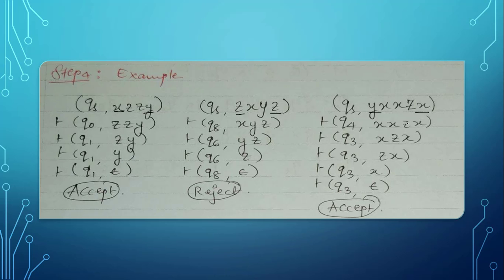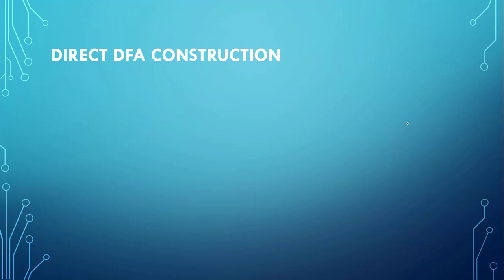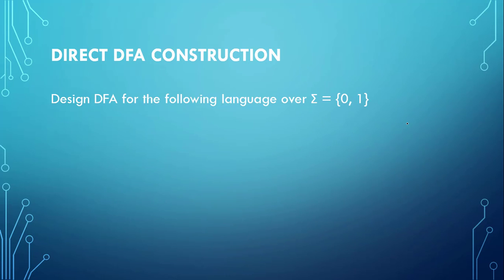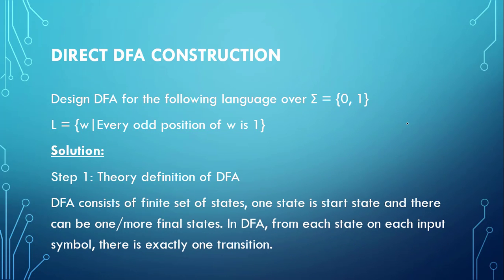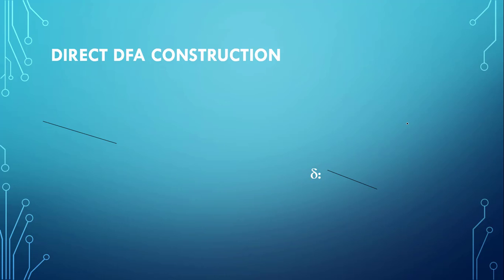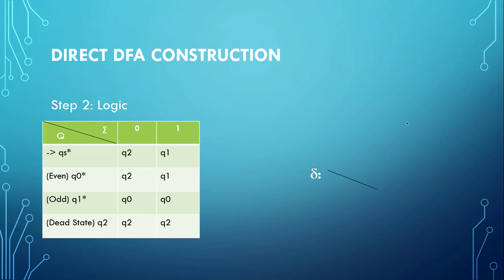Now there are some other ways of asking direct DFA construction questions, that is, design a DFA for the following language over the input 0, 1 such that L is equal to W, where every odd position of W is 1. Now in this, step number 1 is the definition of DFA. Step number 2 is logic. So here in logic we will design the logic such that we have QS, Q0, Q1 as our final states and Q2 is our dead state.